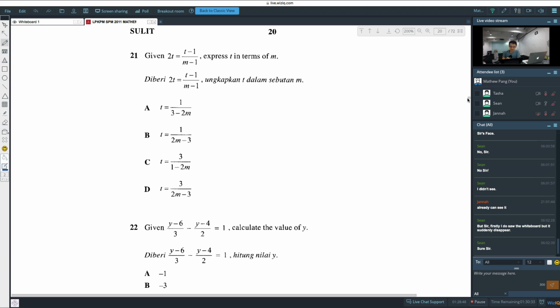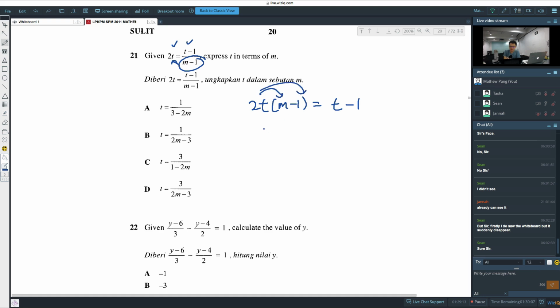Okay, this one, t in terms of m. The difficult part about this question is that you have double t, 1 t here and 1 t here. If you have this kind of situation, you always need to factorize out the t and then join them together. So I'm going to move the m minus 1 to the other side and multiply with 2t. 2t multiply m minus 1 equals to t minus 1.